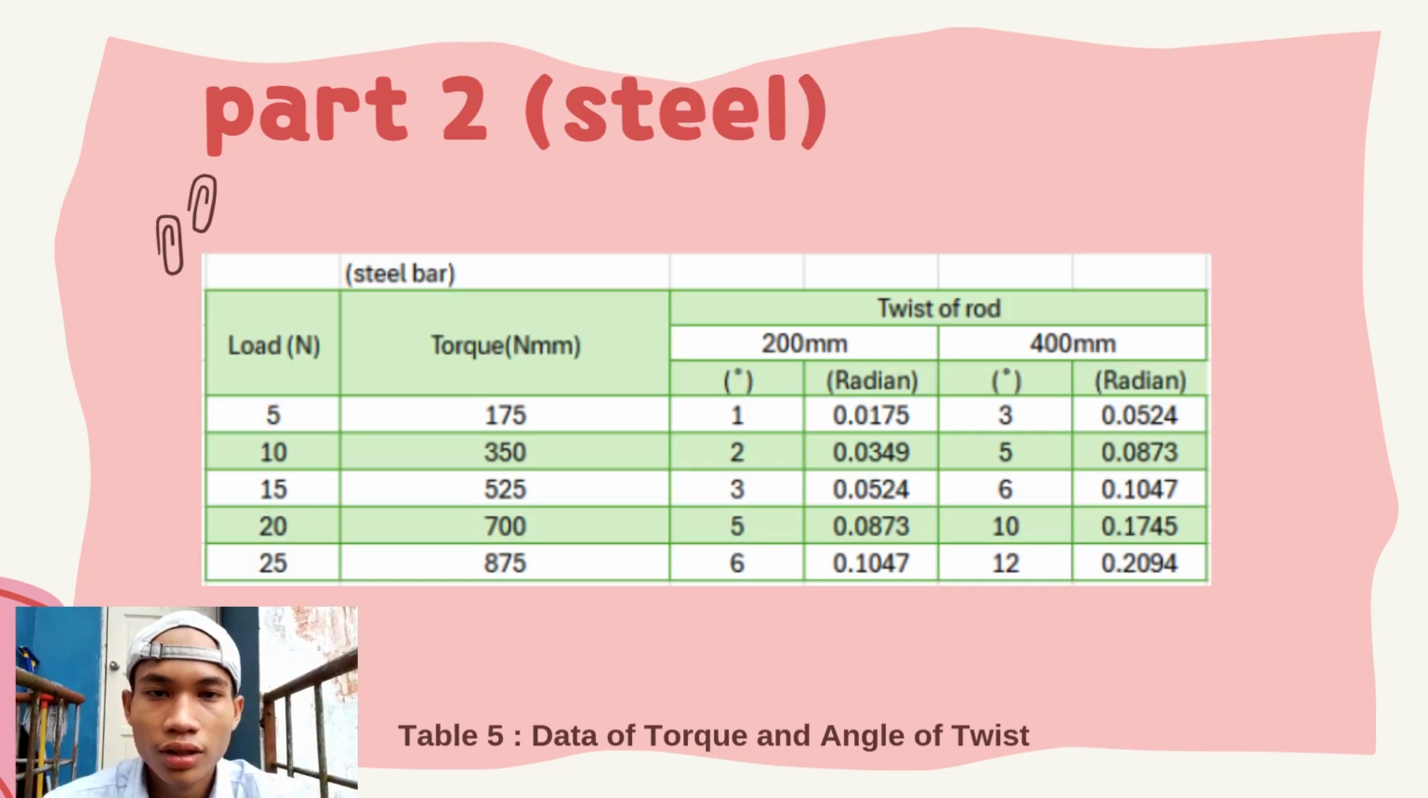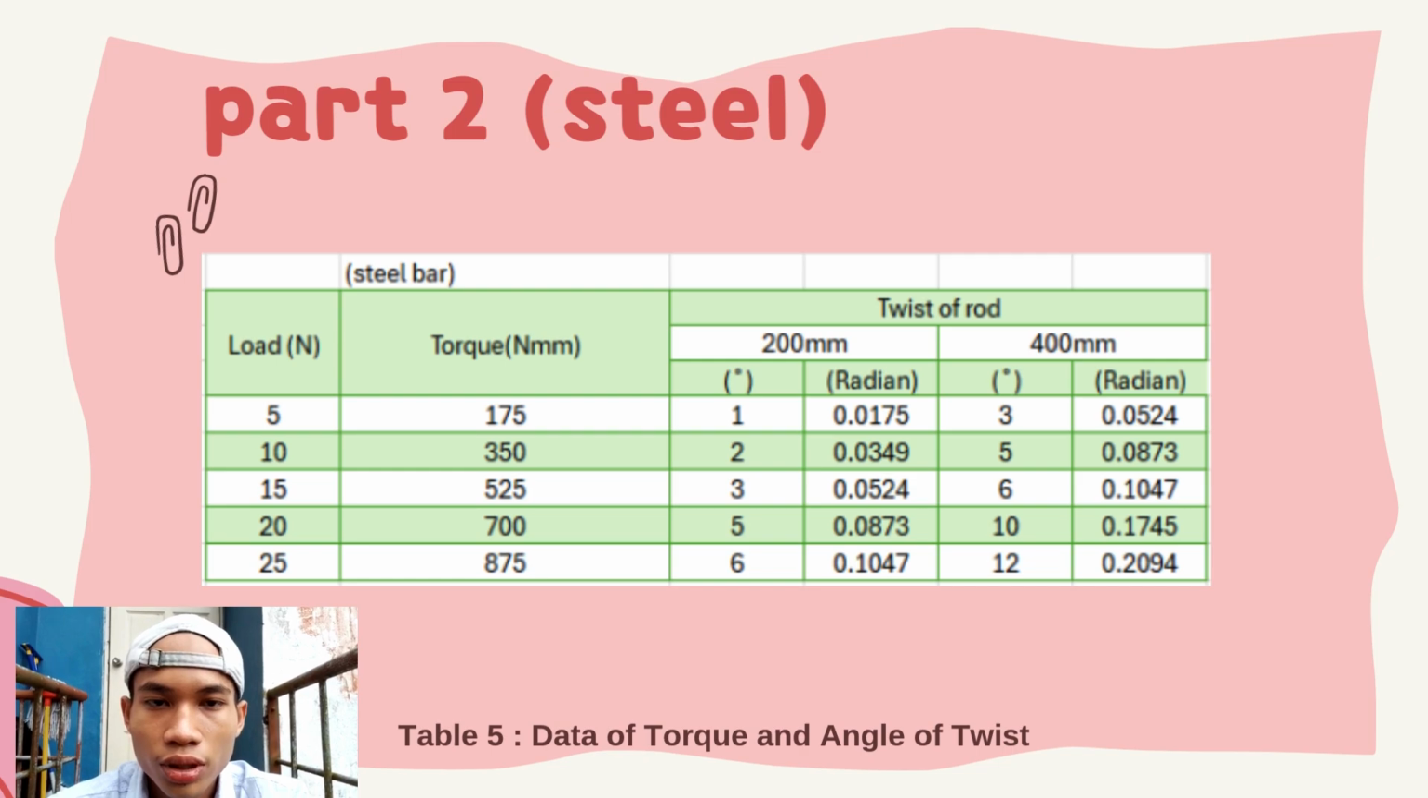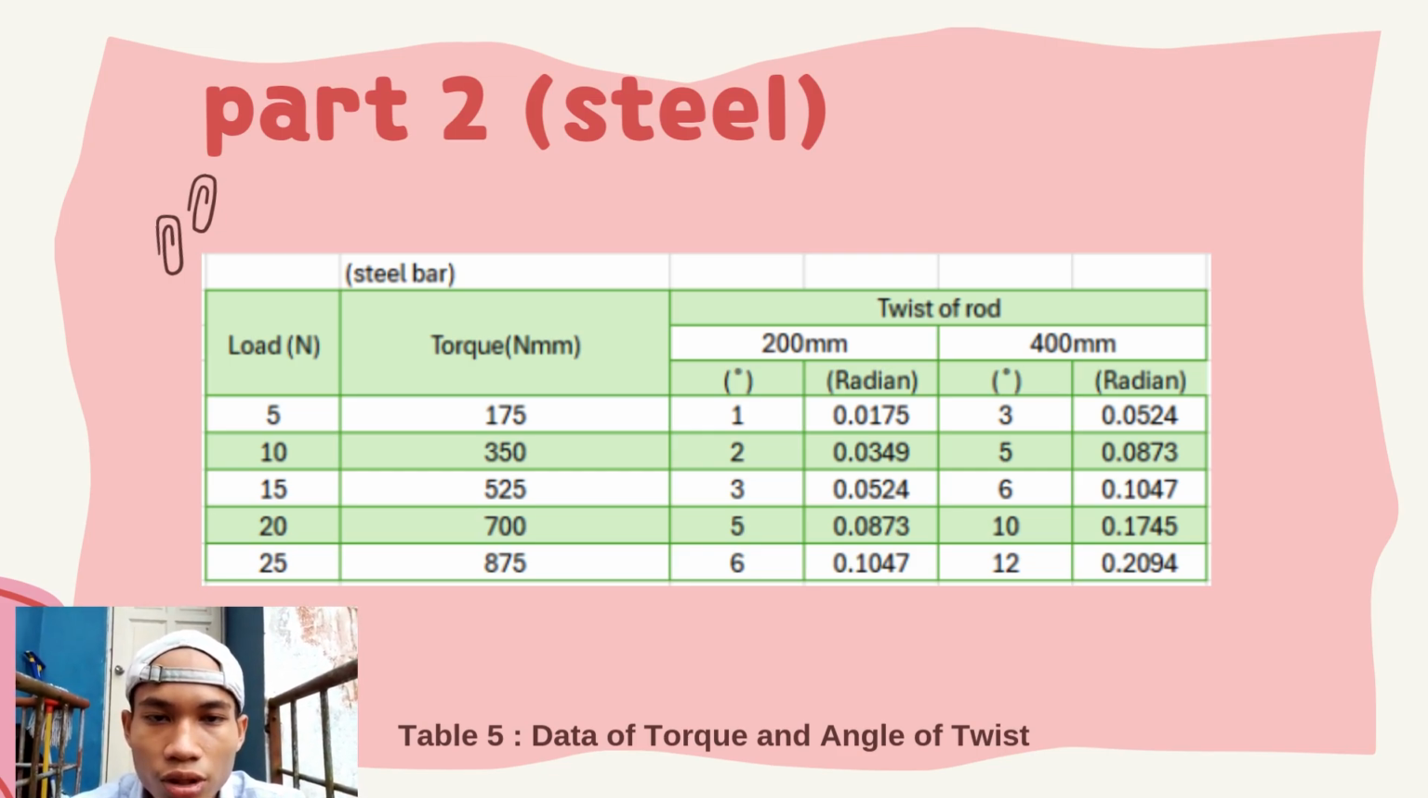So here are the data collected for part 2, that is steel. The angle of twist for this bar seems to be lower than aluminium. So the expected modulus of rigidity will be higher than aluminium.